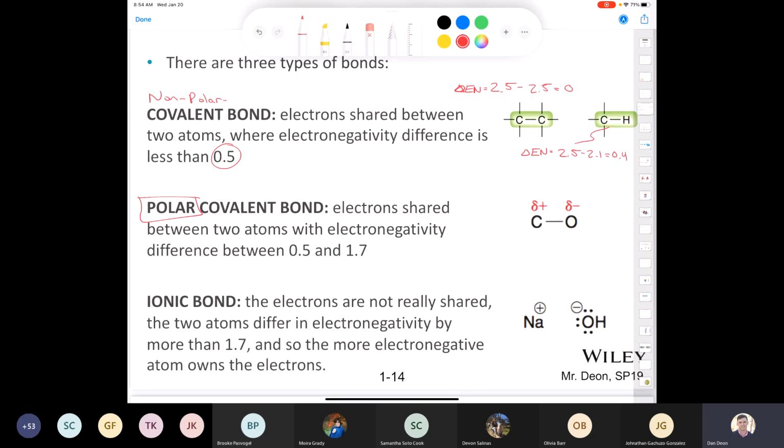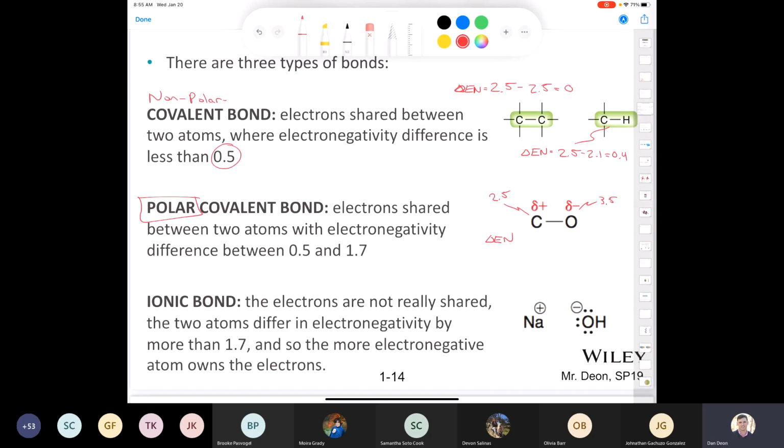What about a bond between carbon and oxygen? That's another bond we're going to see a lot of in this class. Well, the electronegativity of carbon is 2.5. Oxygen is 3.5. Oxygen is actually the silver medal. Most students can tell you fluorine is the most electronegative element in the periodic table. Well, oxygen is the second most. It gets the silver medal.